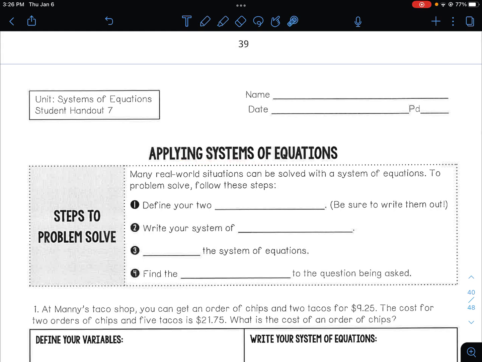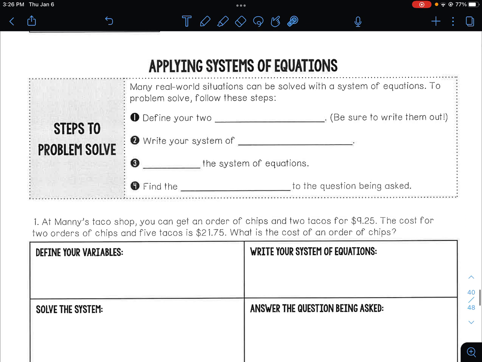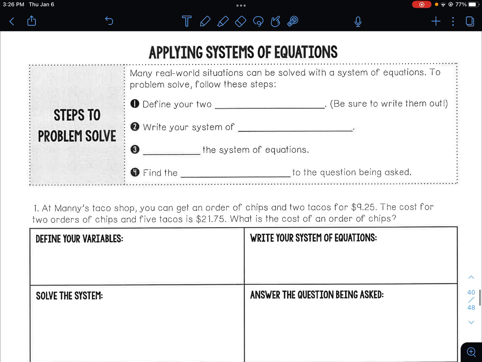In this video, we are going to learn how to apply systems of equations in word problems and real-world situations, so let's begin. Many real-world situations can be solved with a system of equations. To problem solve, follow these steps.